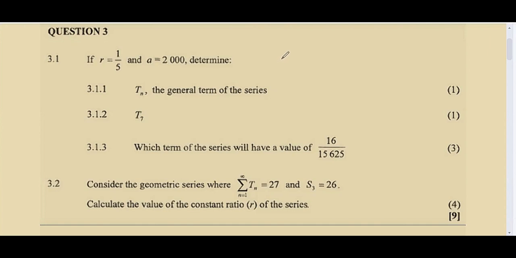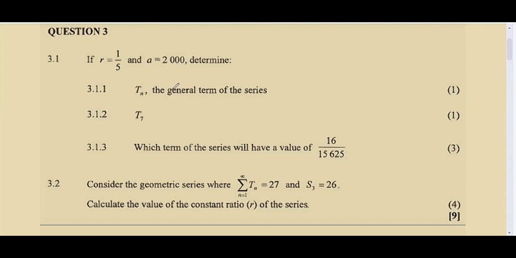So in today's lesson, we're going to be looking at geometric sequence and series. Without any further ado, let's look at this question that we have here. 3.1 says if R is equal to 1 over 5 and A is equal to 2000, determine Tn, the general term of the series.